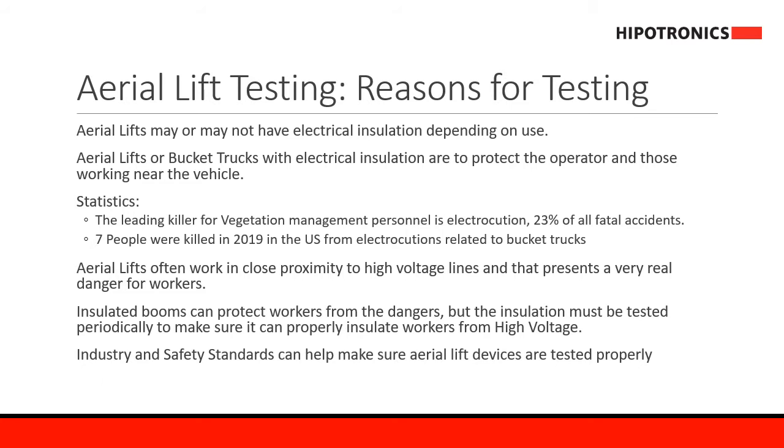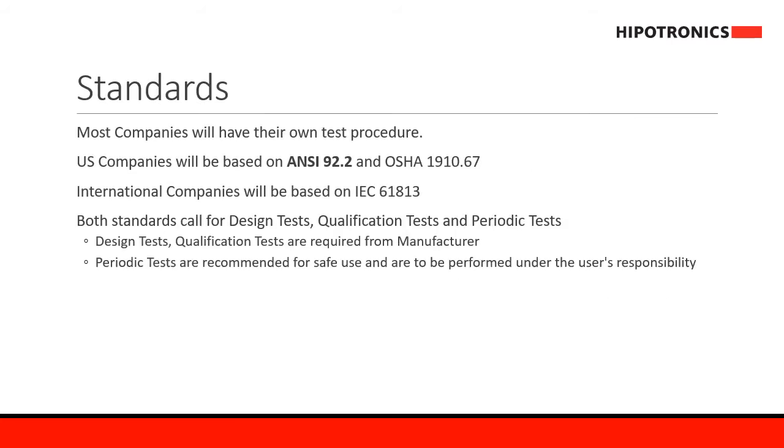To make sure that the insulation is still adequate to protect the workers, the insulation must be tested regularly and properly. There are industry and safety standards that act as guidelines to make sure aerial lift devices are tested properly. Most companies have their own test procedures that are based either on the ANSI 92.2 or IEC 61813 standards. Other standards, such as the OSHA 1910.67, also provide guidelines on how to test aerial lift devices. Most standards call for three types of tests: design tests, qualification tests, and periodic tests.